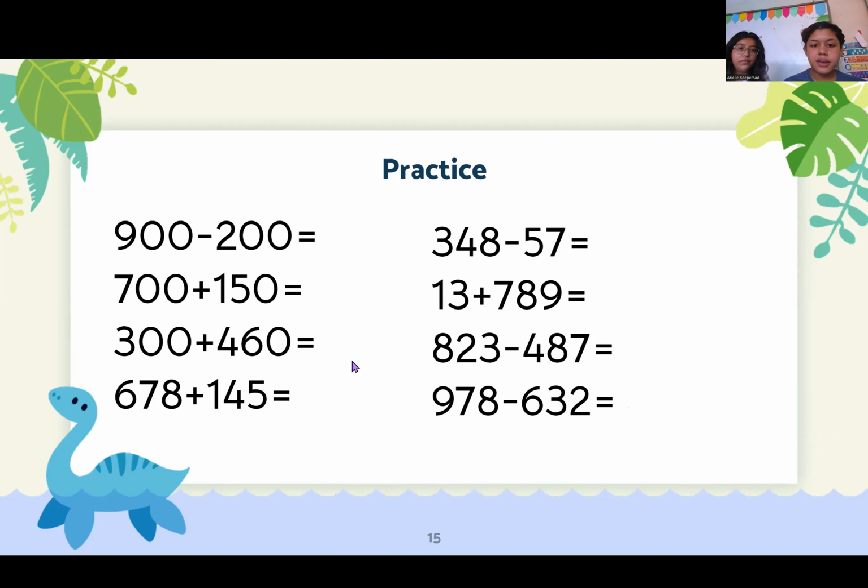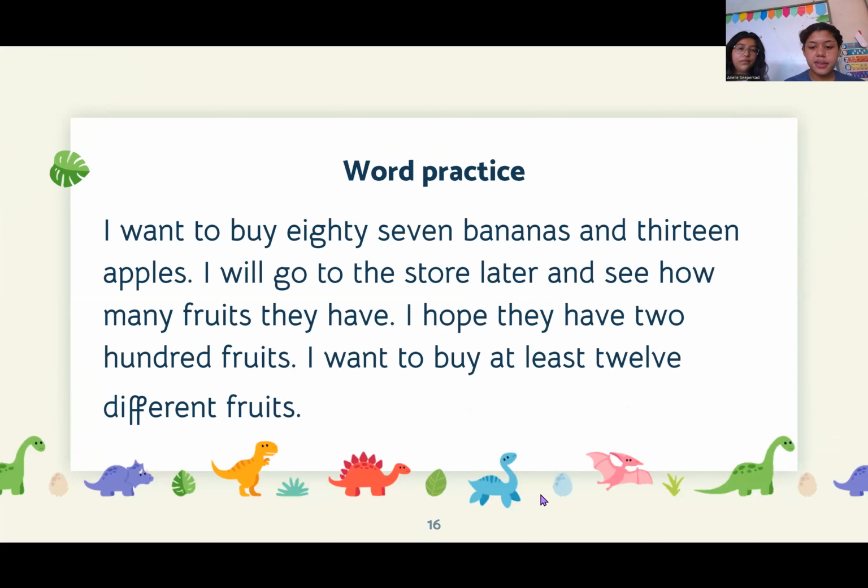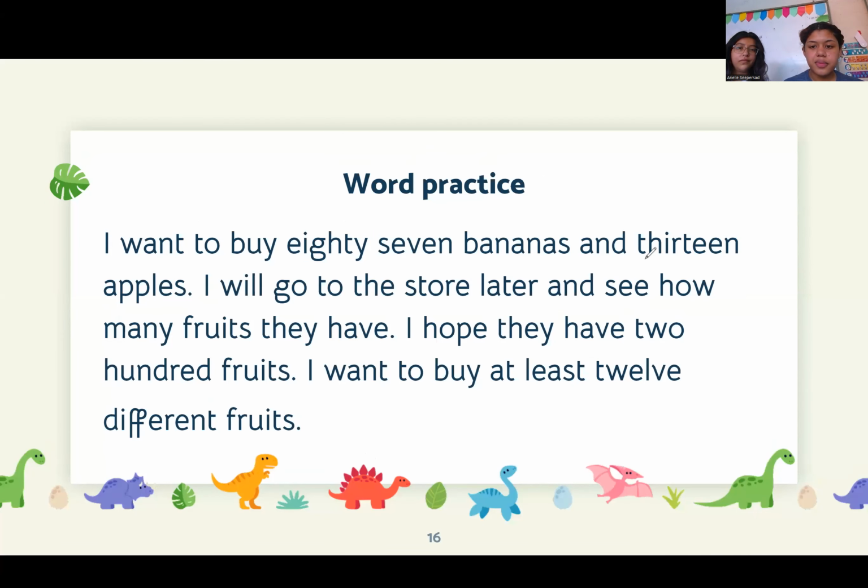So next we have the word practice. Here they are written out. I want to buy 87 bananas and 13 apples. I will go to the store later and see how many fruits they have. I hope they have 200 fruits. I want to buy at least 12 different fruits. So I will leave this for you watching the video to write down these numbers.